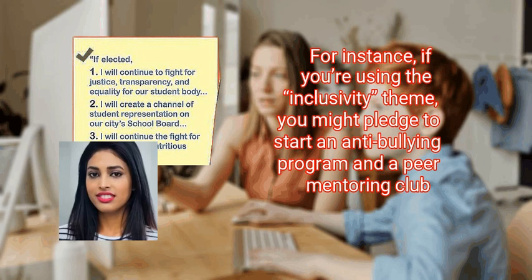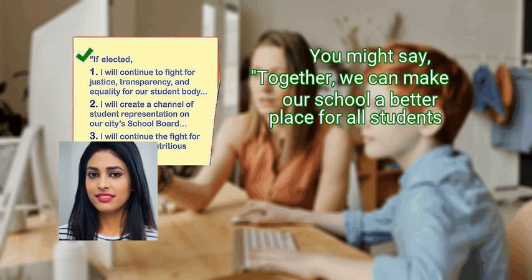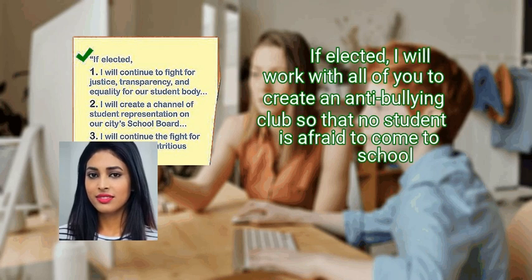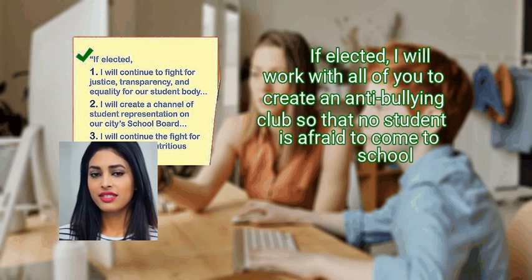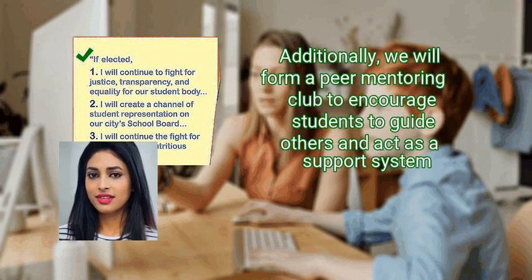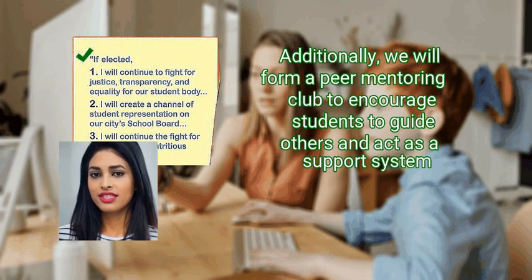For instance, if you're using the inclusivity theme, you might pledge to start an anti-bullying program and a peer mentoring club. You might say, "Together, we can make our school a better place for all students. If elected, I will work with all of you to create an anti-bullying club so that no student is afraid to come to school. Additionally, we will form a peer mentoring club to encourage students to guide others and act as a support system."